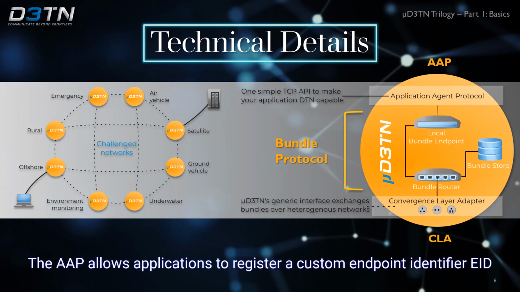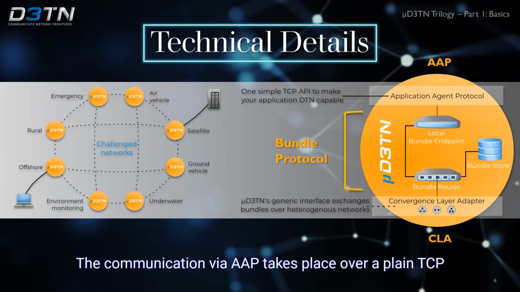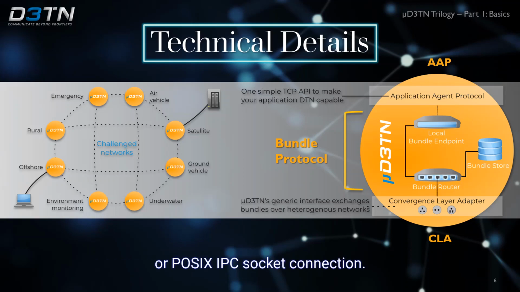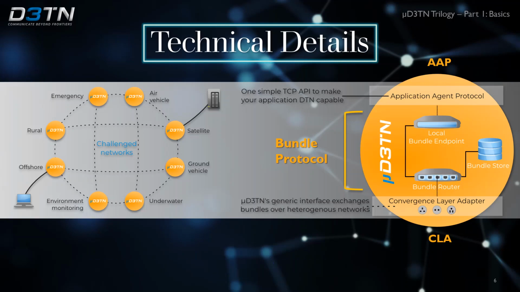The AAP allows applications to register a custom endpoint identifier, EID, with µD3TN to send and receive bundles via this endpoint identifier. The communication via AAP takes place over a plain TCP or POSIX IPC socket connection. That way, µD3TN provides a simple, language-independent way to interact with DTN nodes.